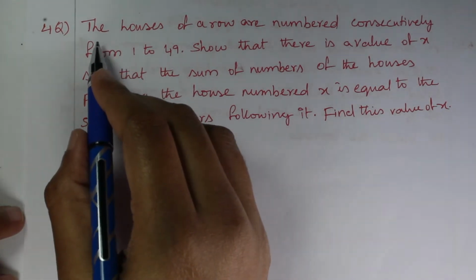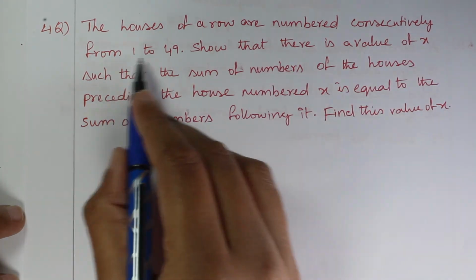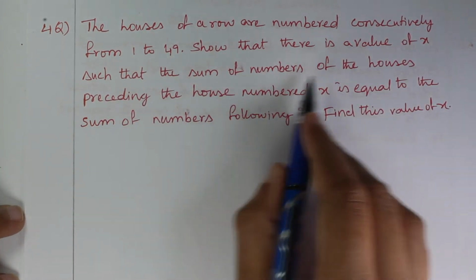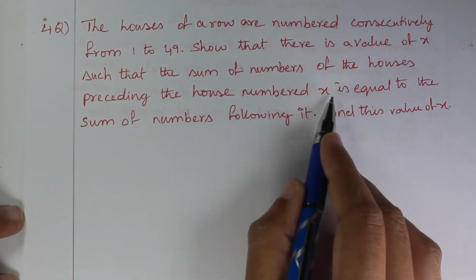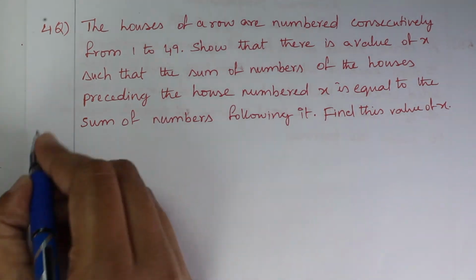Now let's move to the fourth question. The houses of a row are numbered consecutively from 1 to 49. Show that there is a value of x such that the sum of the numbers of the houses preceding the house numbered x is equal to the sum of the numbers following it. Find the value of x.